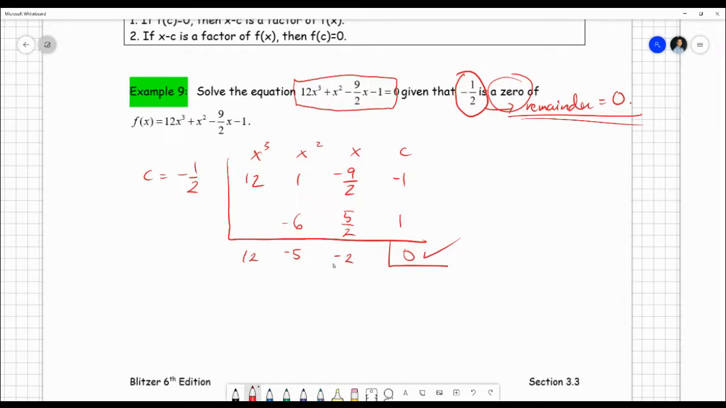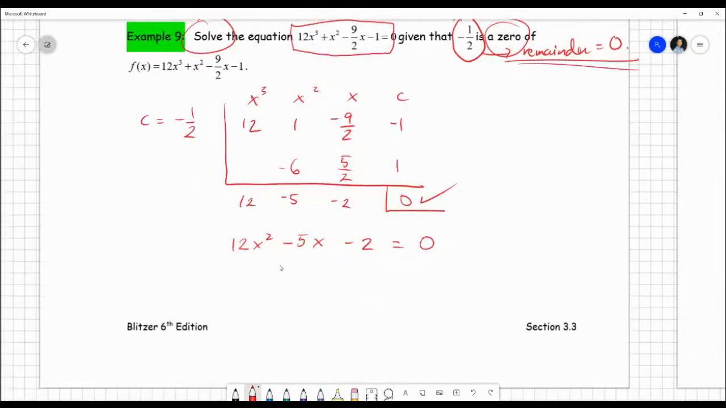So let's rewrite this here. So I have 12x squared minus 5x minus 2. Now I need to solve this equation, right? So I need to find 2 more zeros. But you know how to solve this. This is just a quadratic. You can try to factor it. You can try to use synthetic division again. Or you can just use the quadratic formula. Well, let's see if this thing will factor.